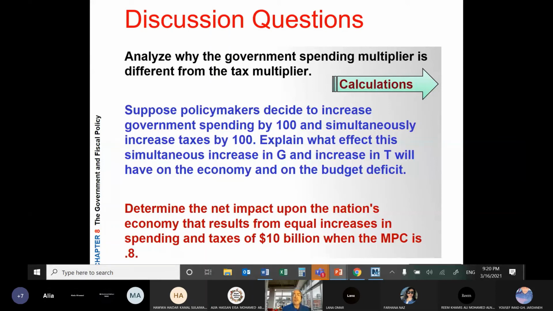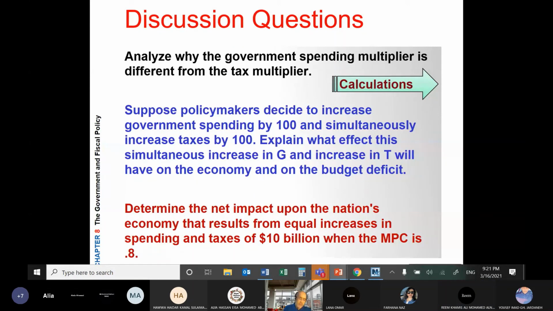Reem, last question. Determine the net impact upon the nation's economy that results from equal increases in spending and taxes of $10 billion when the MPC is 0.8. Okay, so the MPC is 0.8.